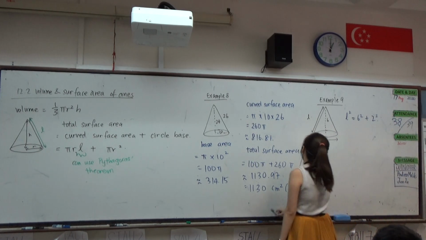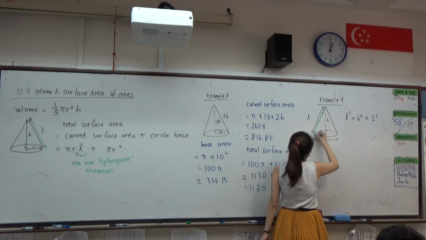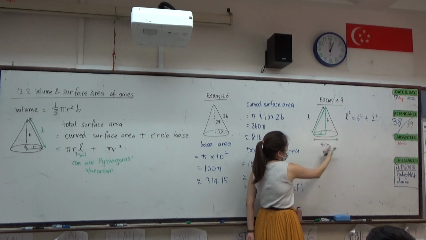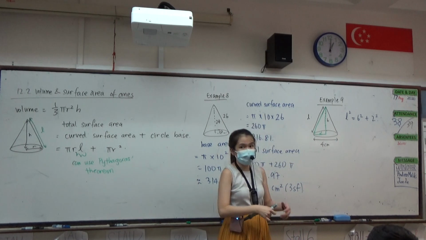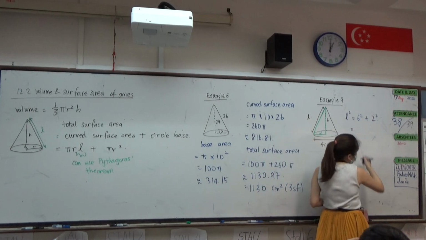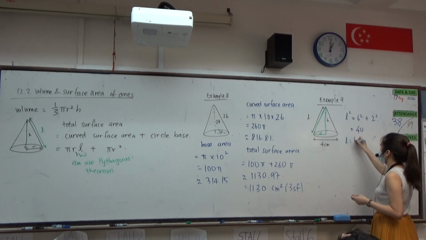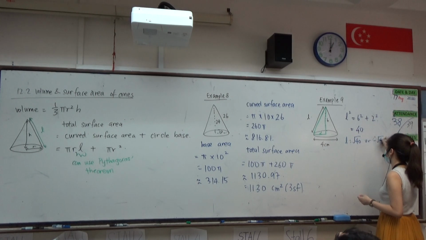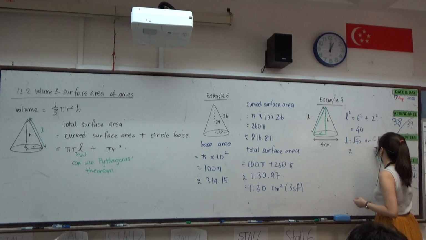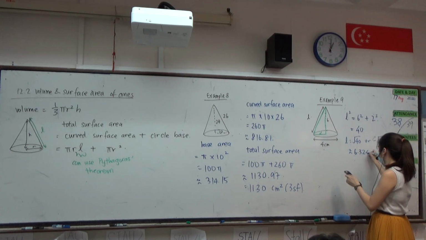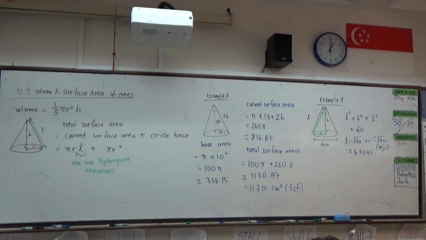The right angle triangle that we're looking at is this one here. So don't be deceived by the diameter. This one is 2. We need the radius to find the slant height. So 36 plus 4 will give us 40. So L is equal to square root of 40 or negative square root of 40. We reject the negative one and we get about 6.3245.